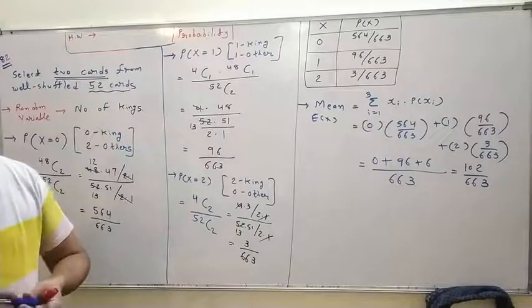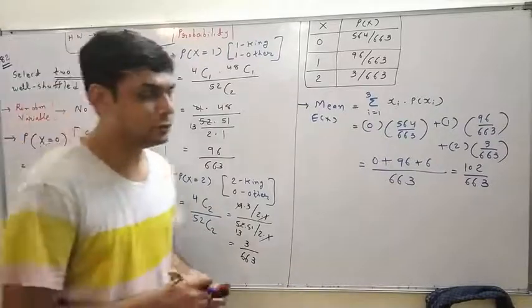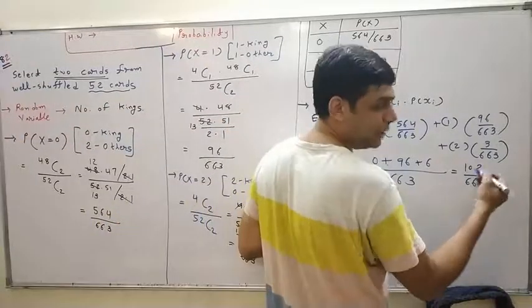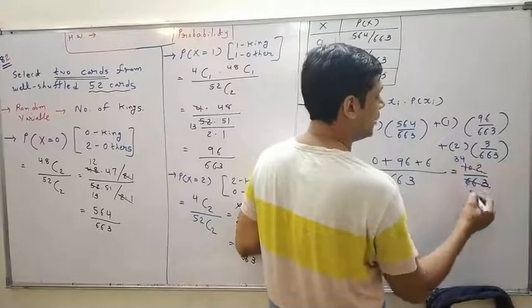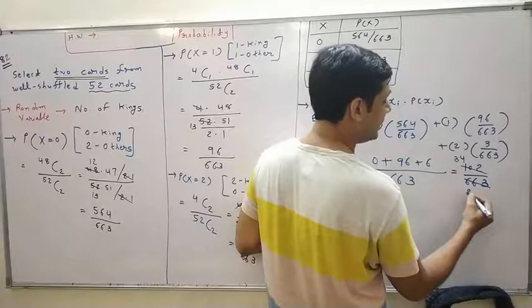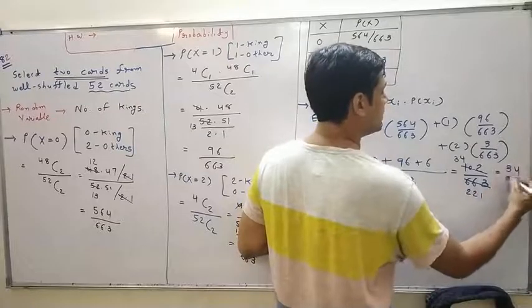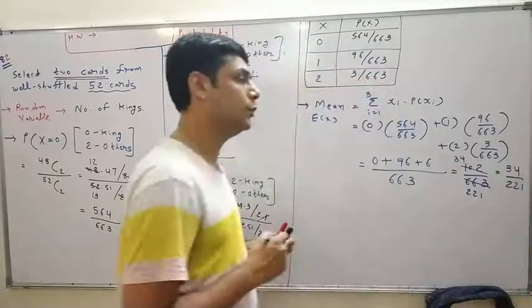Do it on the calculator. Okay, 34 by 221. It cancels directly, that is the answer. You can write it in decimal or else in fraction. So 34 into 3 is 102 and that is 221. So answer is 34 upon 221.